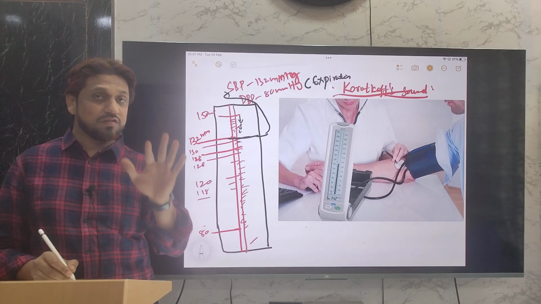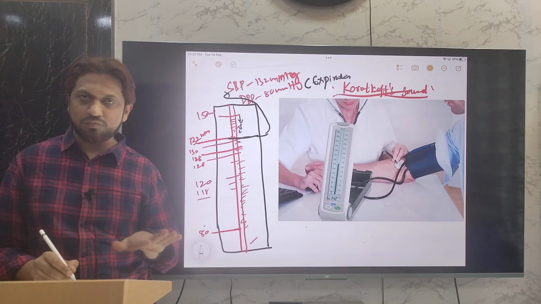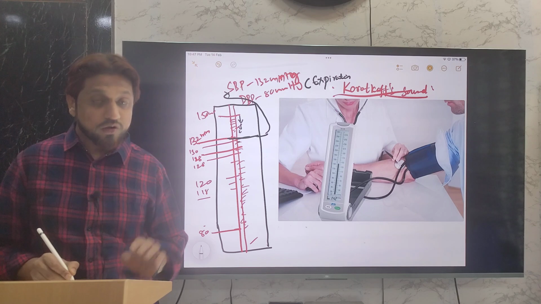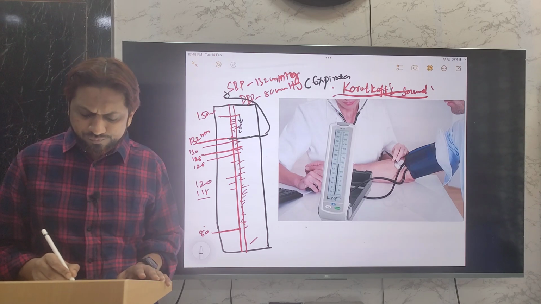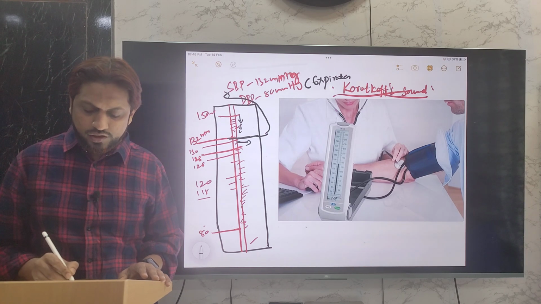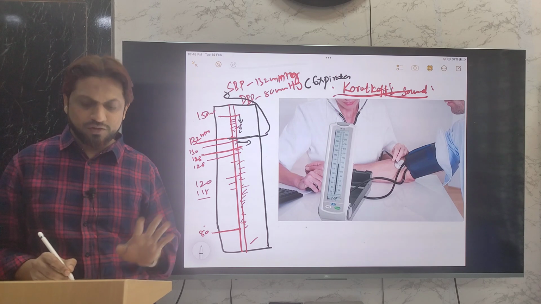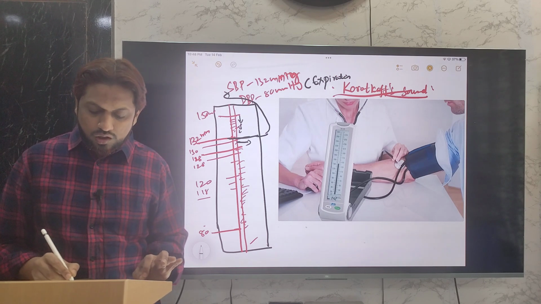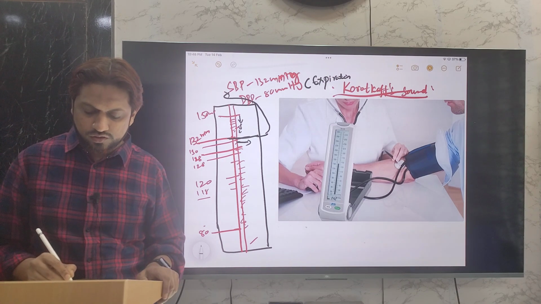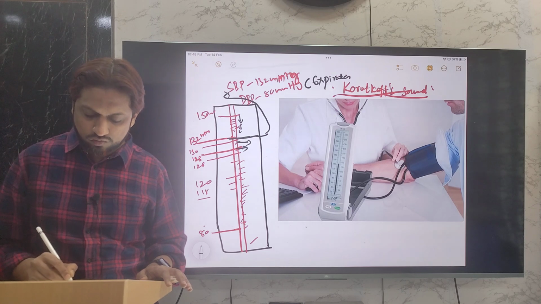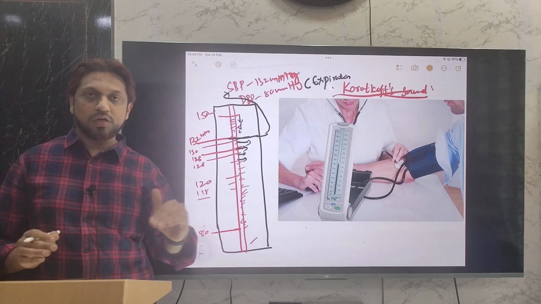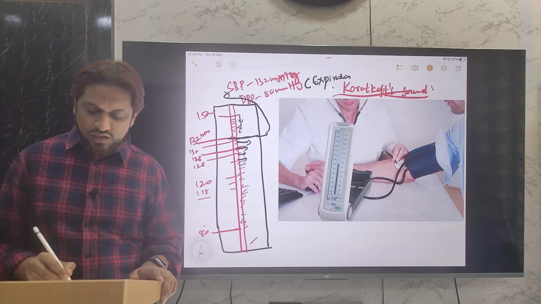For example, I'm giving an arbitrary value, hypothetically, to make the point clearer. Don't take this as a scientific value. Around 130 millimeter, you will hear this sound. If there is an inspiration in between, it disappears, and again during expiration you will hear the sound: tuck, 128 tuck, 126 tuck, 124 tuck. The sound disappears in between during inspiration until one phase comes.